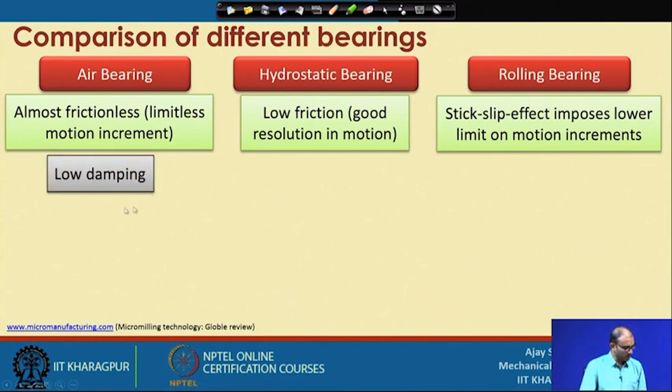Damping: here it is low damping, here it is high damping. These hydrostatic bearings are better at large scale machining, as we have seen, where if you put more load on top of it, this is not a big issue for the hydrostatic.